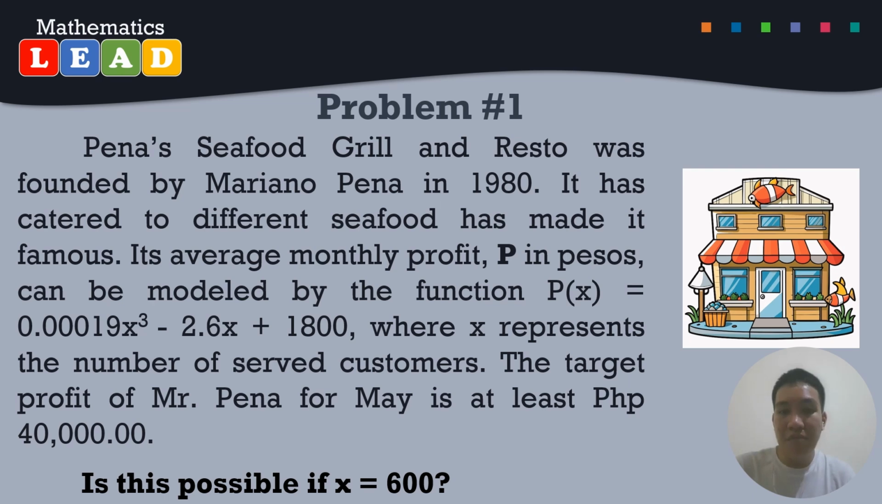For our first problem, Pena Seafood Grill and Resto was founded by Mariano Pena in 1980. It has catered to different seafood, which has made it famous. Its average monthly profit, P in pesos, can be modeled by the function P of x is equal to 0.00019x cubed minus 2.6x plus 1800, where x represents the number of served customers. The target profit of Mr. Pena per May is at least 40,000 pesos. Is this possible if the number of customers is 600? Let's find out.